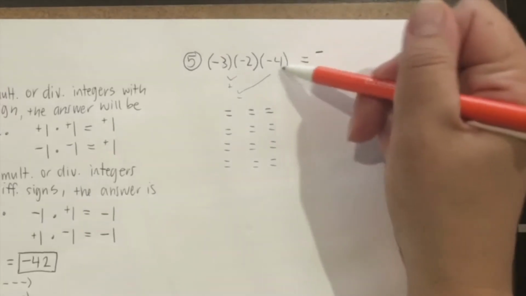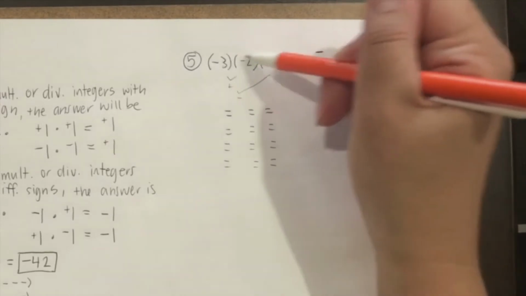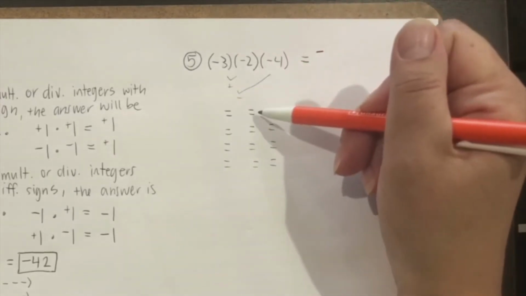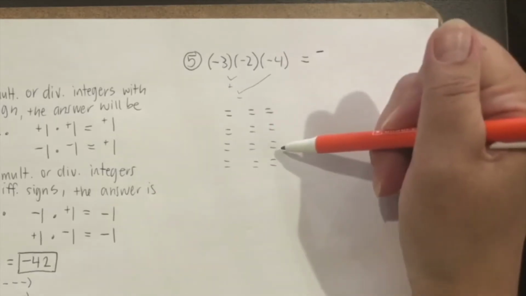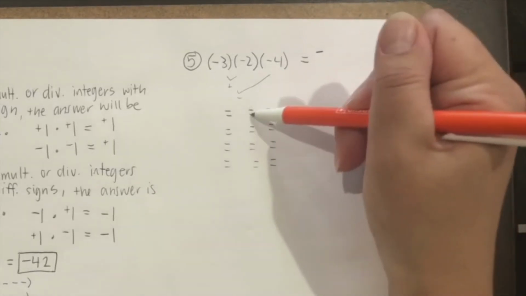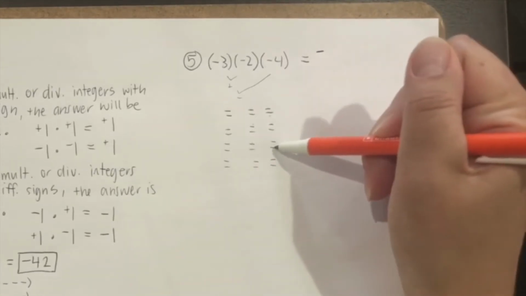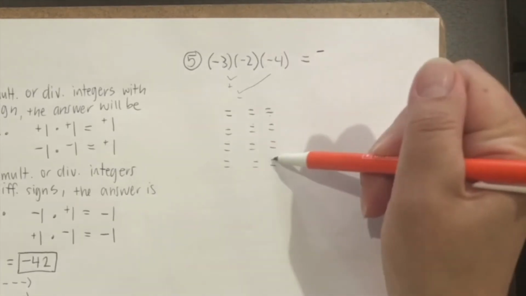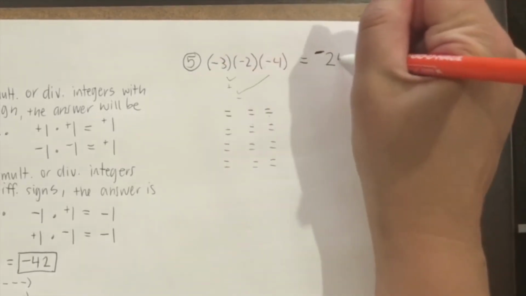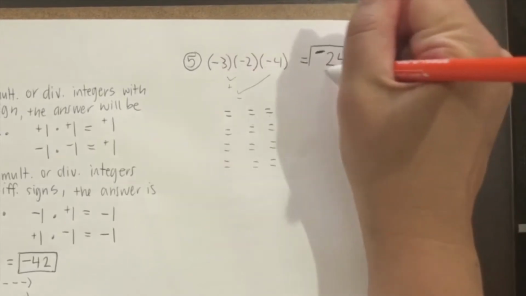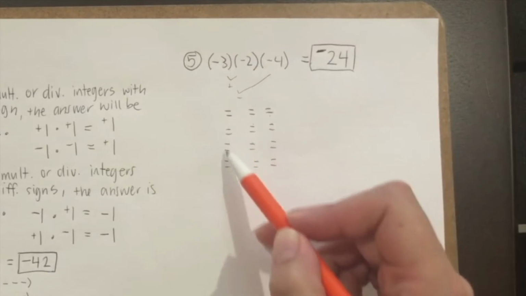Okay, so now how many total do I have? If I have 4 sets of 3 sets of 2, that's kind of how multiplication works, right? You've got that many sets of that other thing. So I've got 1, 2, 3, 4, 5, 6, 7, 8, 9, 10, 11, 12, 13, 14, 15, 16, 17, 18, 19, 20, 21, 22, 23, 24. And we know our answer is going to be negative because we worked that out. So negative 24.